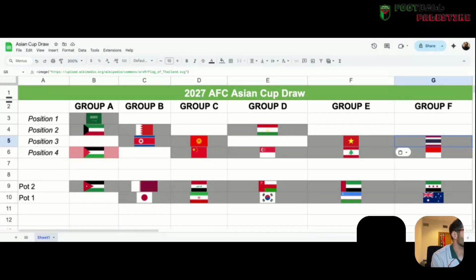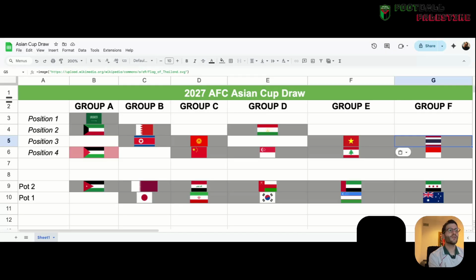We have with us Nakata-san to draw the balls for us. Please, the first ball. Okay, Hidetoshi Nakata is going to draw the team that will go into Group A, into position 3.